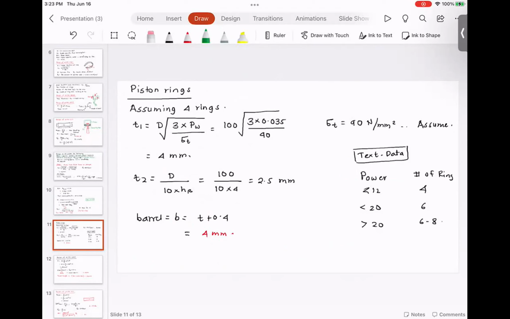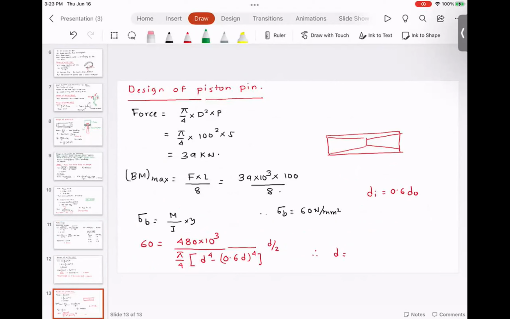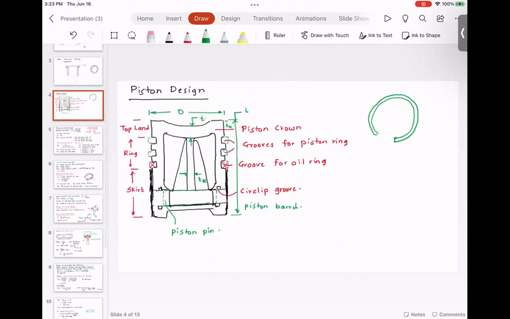The piston rings would have two thicknesses: axial thickness and radial thickness. So we find axial thickness, we find radial thickness. Next step is we find the piston skirt length, and that comes from the side load and the bearing stress. And then last but not least, we design the piston pin. Afterwards, we can draw a neat sketch of the piston, something like this, and then show all the dimensions of the piston.